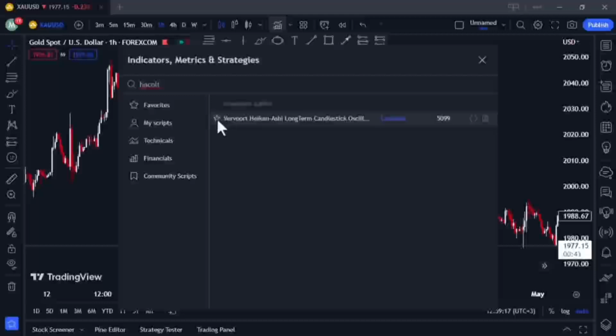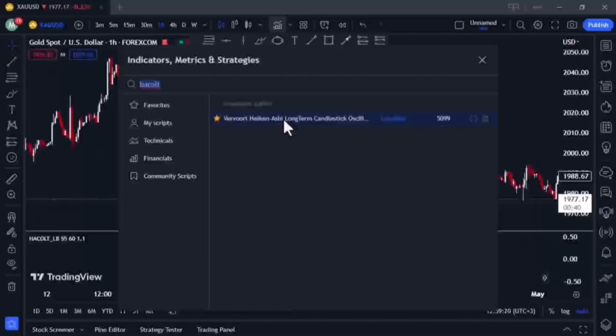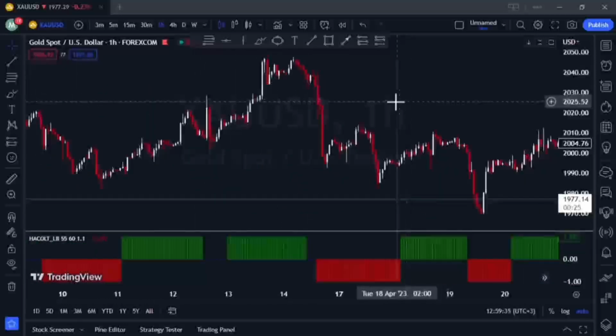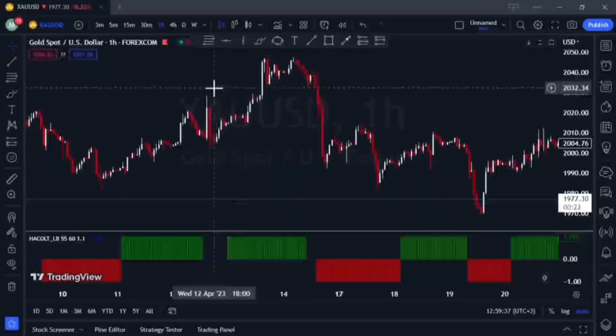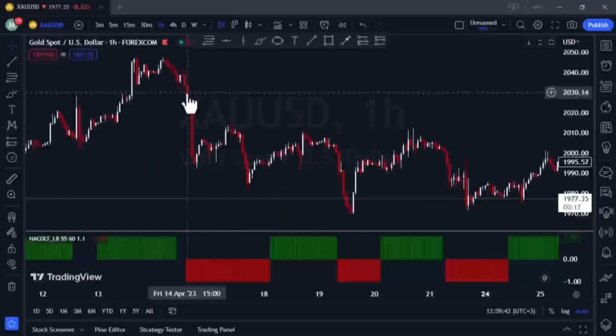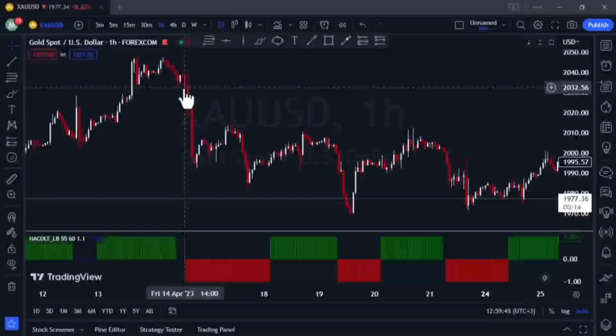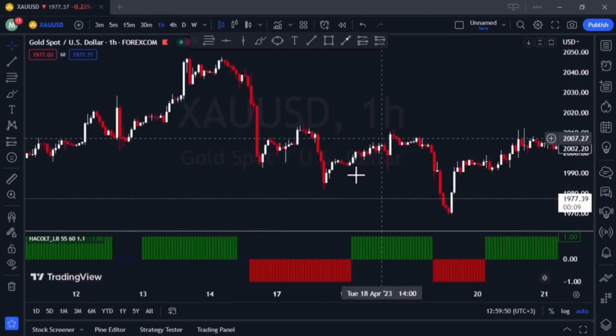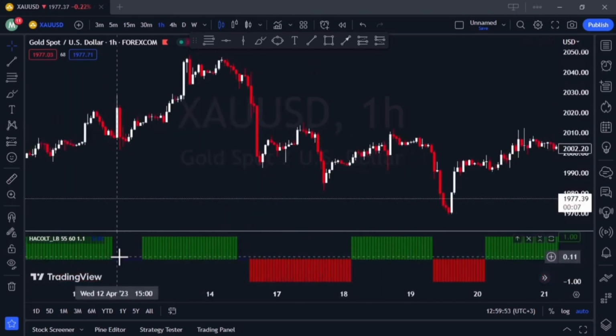So let me search for it again, HA Colts. This one, let's make it favorite, bring it on the chart. It's this one by Lazy Bear, and you can see almost 5,100 people are using this. It's another really powerful indicator, and it works really easy. When you have green, it means good to go long. When it's in red, it means good to go short. And sometimes in between, there are some gaps like here, which you shouldn't pay attention to.